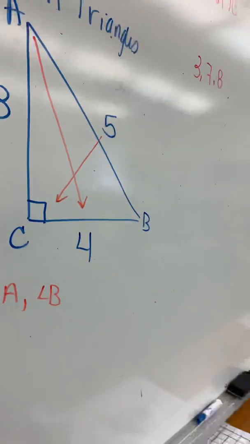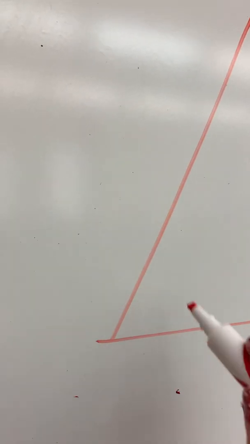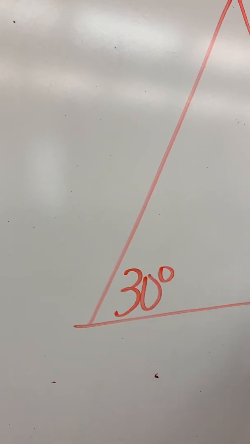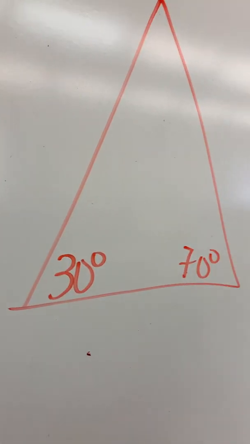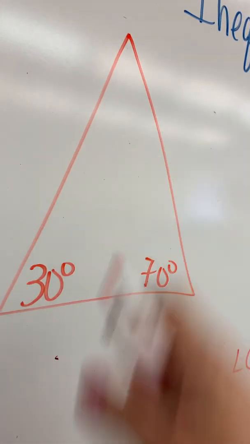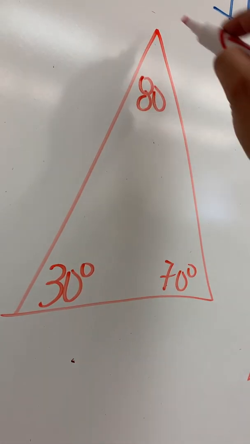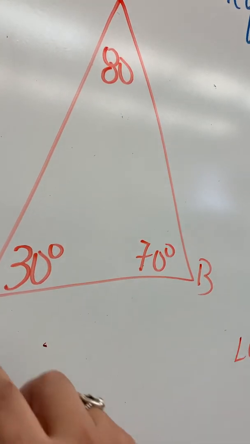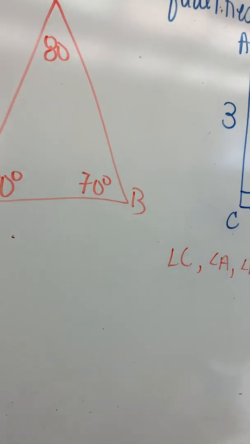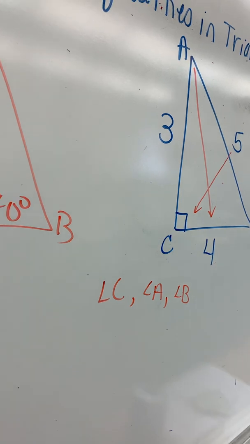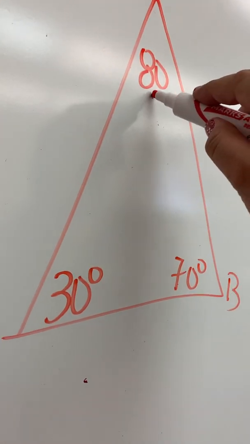That's what you're doing. If I have a triangle, let's say this is 30 degrees, this is 70 degrees. Well, just ignore it, not drawn to scale. What would this one be? 80. So if this is A, B, C, I want to label my sides from greatest to least. So 80 is my largest angle.